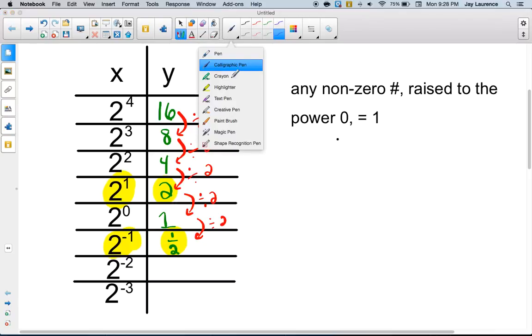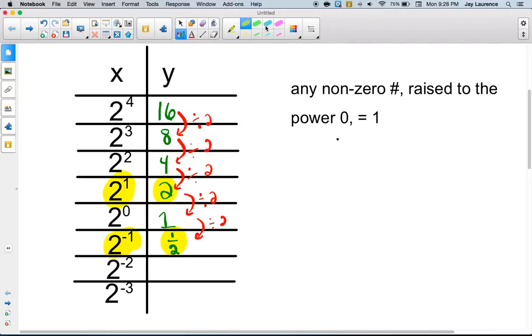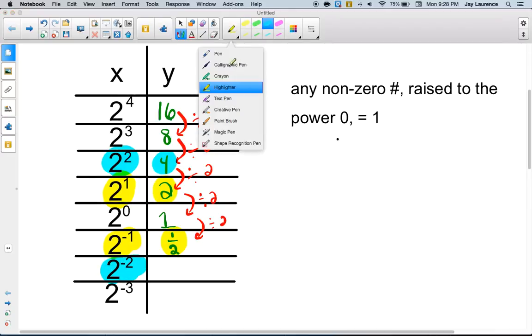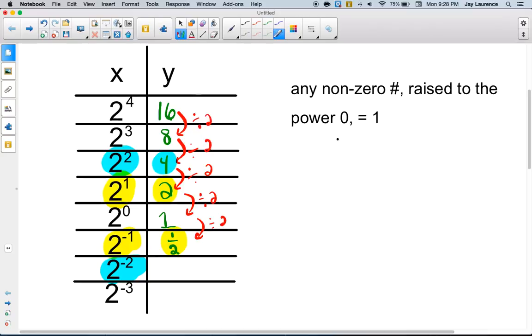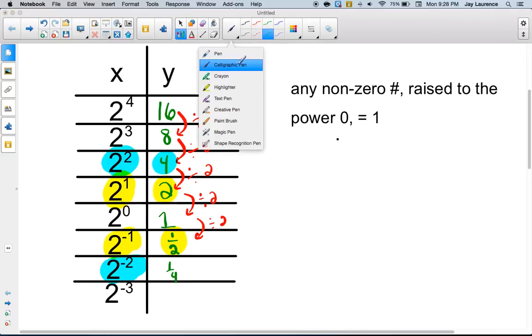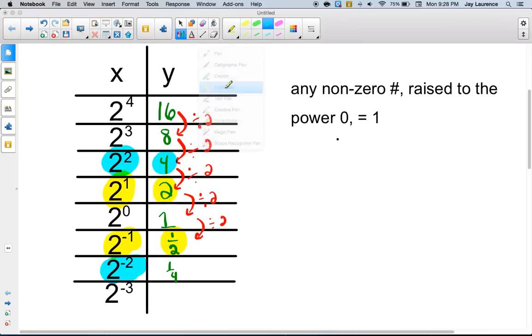Let's see if that relationship holds for the negative second. We've got 2 to the second is 4, right? 2 to the negative second, I wonder what that is. Well, if I have to divide by 2, 1/2 divided by 2, you better believe it is 1/4. It does hold. Look at that. 2 to the negative second is the reciprocal of 2 to the second.